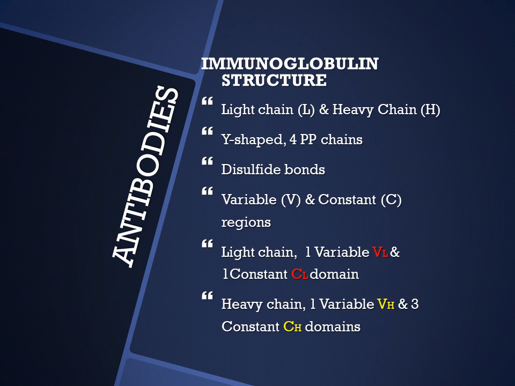Each light chain, denoted as L, and each heavy chain, denoted as H, contain variable regions and constant regions. Variable regions are denoted by V, while constant regions are denoted by the letter C.